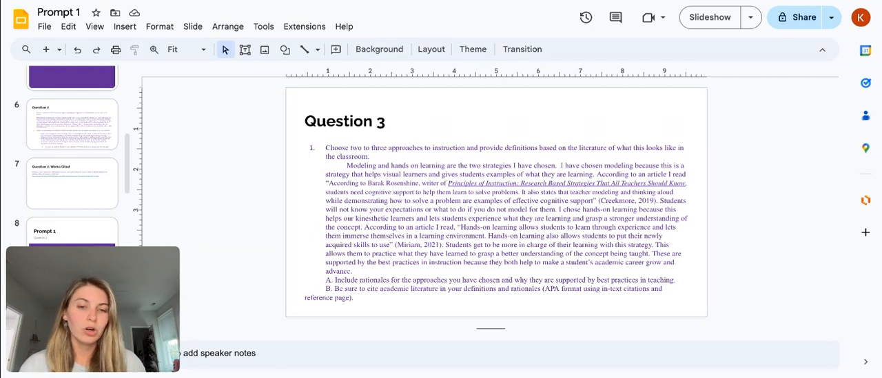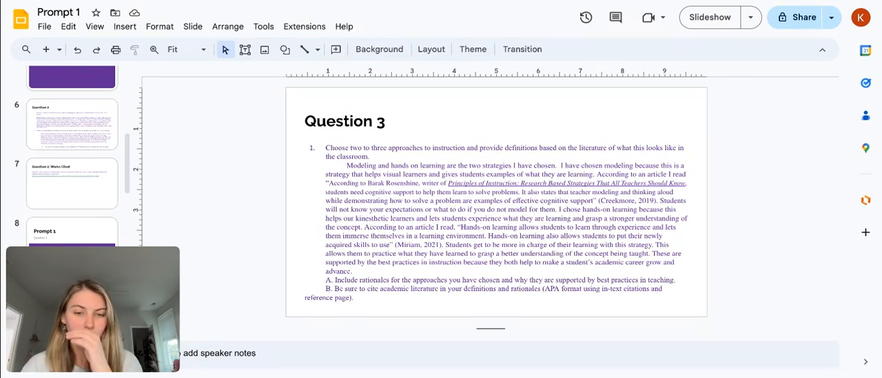I chose hands-on learning because this helps our kinesthetic learners and lets students experience what they are learning and grasp a stronger understanding of the concept. According to an article I read, hands-on learning allows students to learn through experience and lets them immerse themselves in a learning environment. Hands-on learning also allows students to put their newly acquired skills to use. So, students get to be more in charge of their learning with this strategy. This allows them to practice what they have learned to grasp a better understanding of the concept being taught.